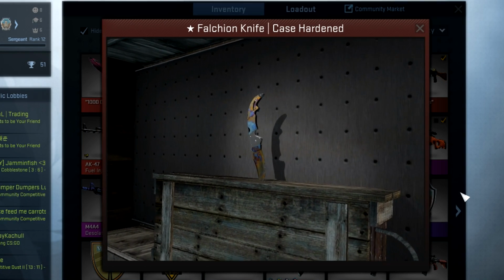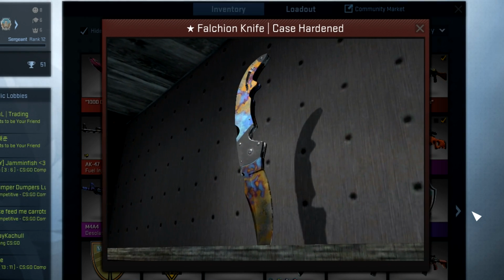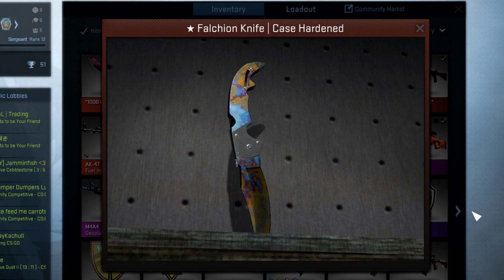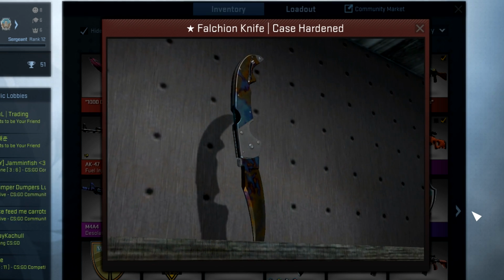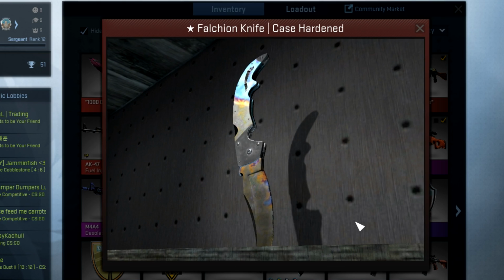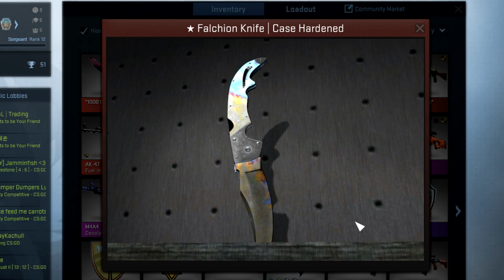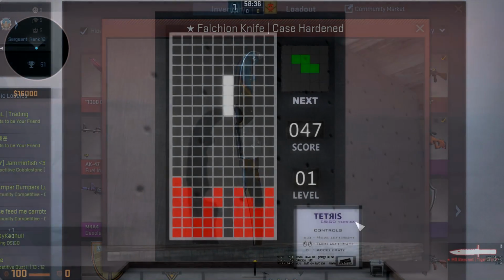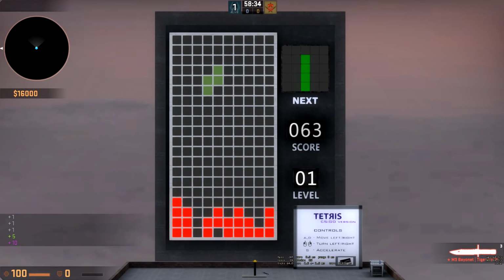It's not as rare to get a Falchion knife blue gem as it is to get a Karambit blue gem, because the Falchion knife has a mirrored pattern. It's the same on both sides. A lot of the knives that you guys are going to start out collecting and trading with, with case hardened stuff, are probably going to be these lower tier ones like the Falchion knife, for example. This is how I actually got started in trading.